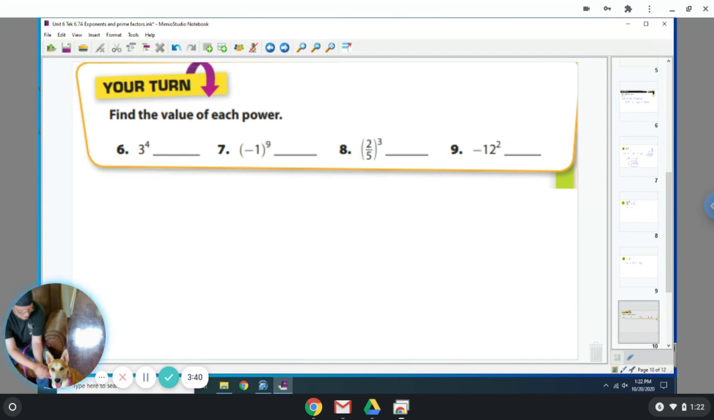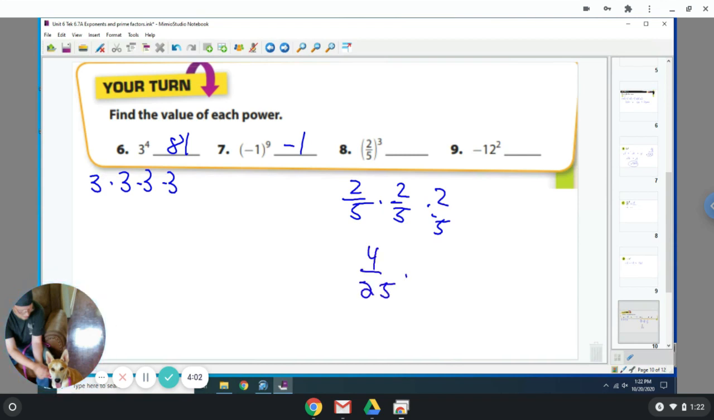3 to the 4th power is just 3 times 3 times 3 times 3, which is 81. -1 to the 9th power will be -1. (2/5) to the 3rd power would be 2/5 times 2/5 times 2/5, which is 4/25 times 2/5, which will be 8/125. And -12 to the 2nd power is 144, because -12 times -12 is a positive 144.